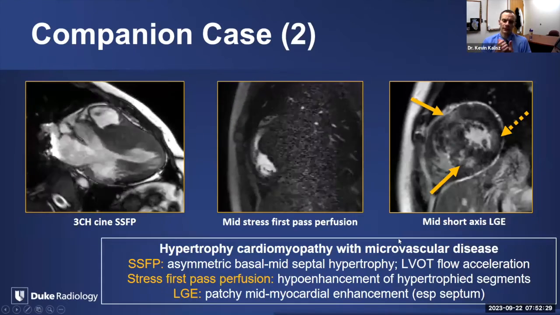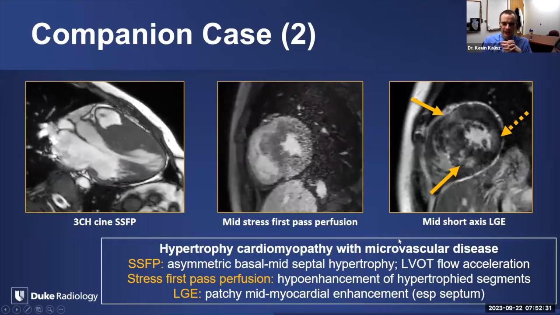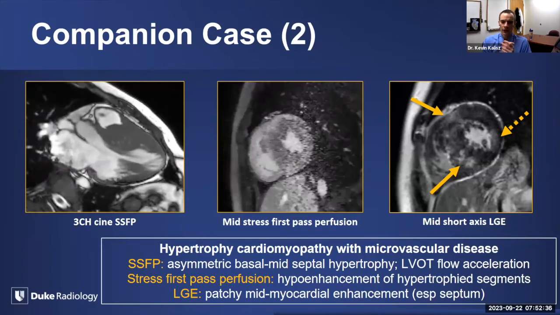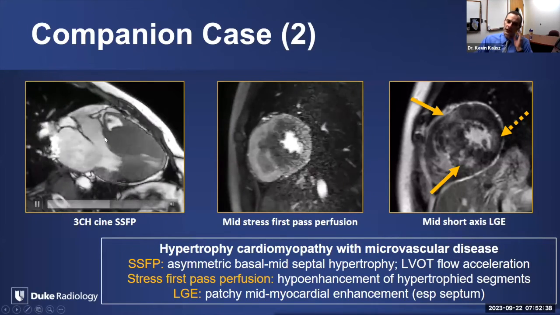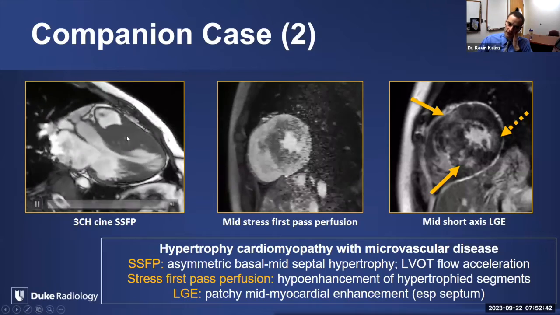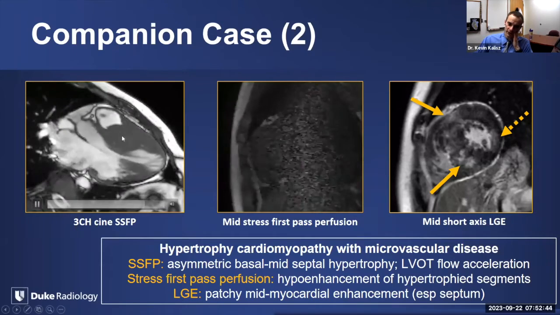A couple other cases, or a couple companion cases. Classically, hypertrophic cardiomyopathy involves the septum, but actually, excuse me, this has to be the next case. So this is another case of pretty profound, arguably even thicker, involvement of the septum here.